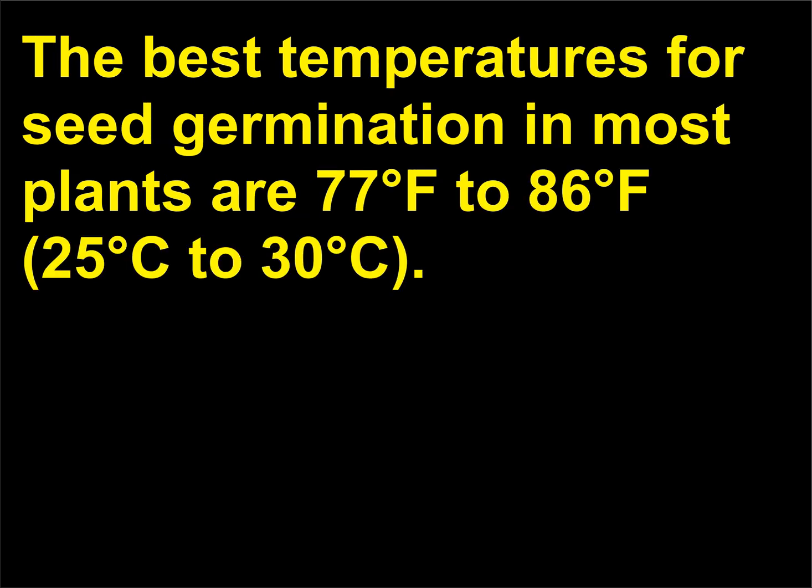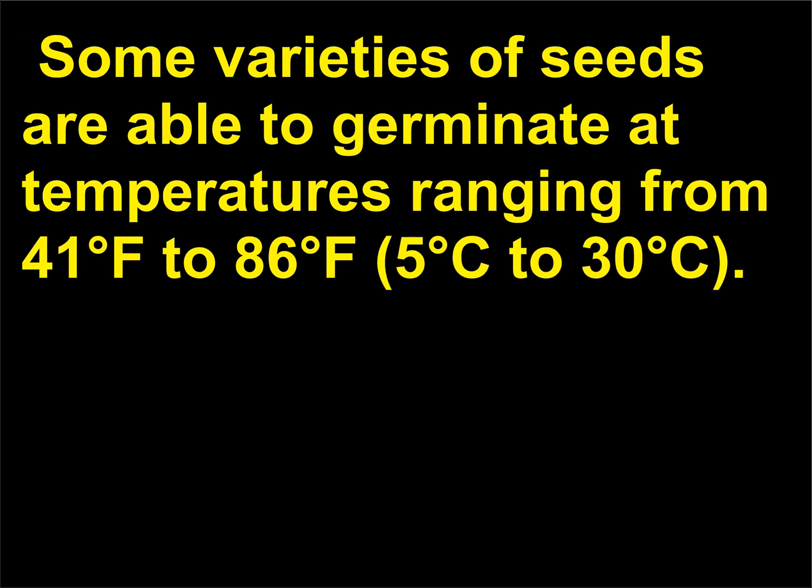The best temperatures for seed germination in most plants are 77 degrees Fahrenheit to 86 degrees Fahrenheit, 25 degrees Celsius to 30 degrees Celsius. Some varieties of seeds are able to germinate at temperatures ranging from 41 degrees Fahrenheit to 86 degrees Fahrenheit, 5 degrees Celsius to 30 degrees Celsius.